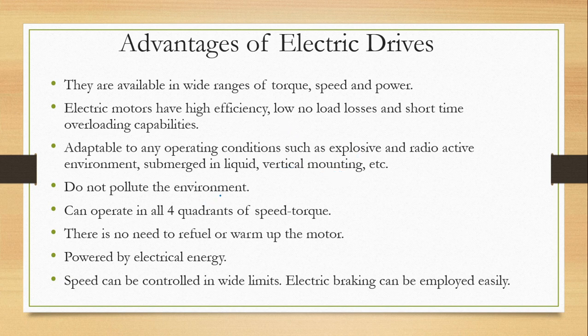Then again, one of the obvious advantages, they do not pollute the environment. That is one of the main advantages. They can operate in all the four quadrants of speed and torque. Four quadrants of speed and torque means you can get positive torque and positive speed. You can get negative torque and positive speed. So all the four kinds of operation, four quadrant operations, are possible.